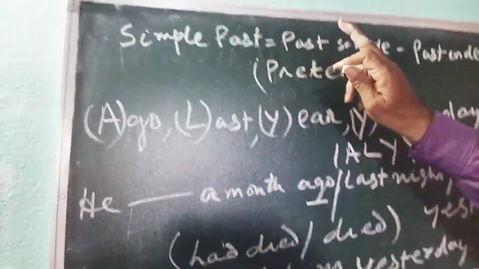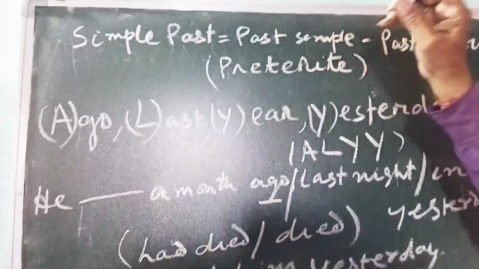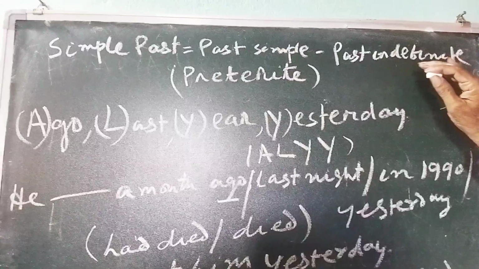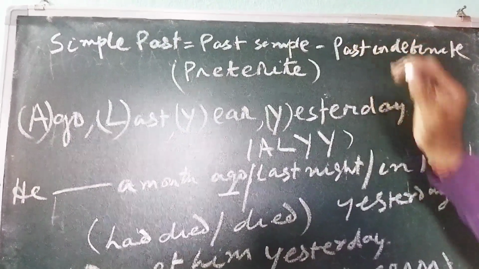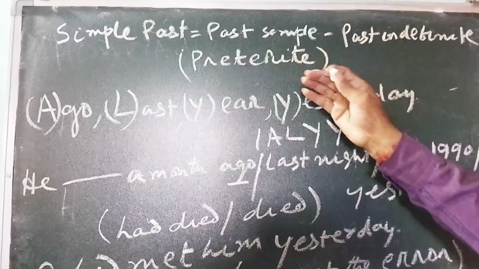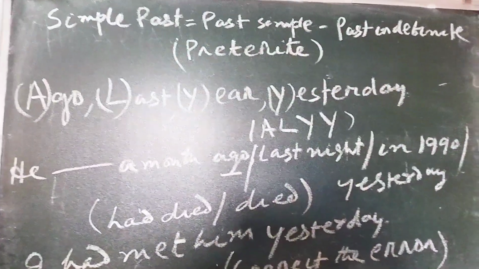Suppose I am telling you, in every type of examination, questions on simple past or past simple or past indefinite come, where most of the students, without knowing the rules, become unable to answer the question in a proper manner. Come to the board and see. Simple past, past simple, past indefinite: three names are there. You remember these names. Sometimes it is called preterite tense, meaning past tense.